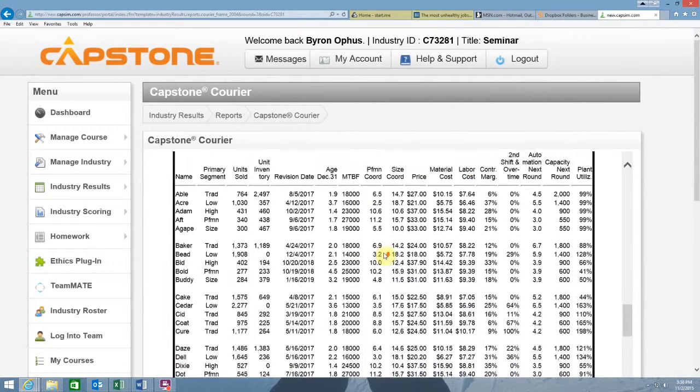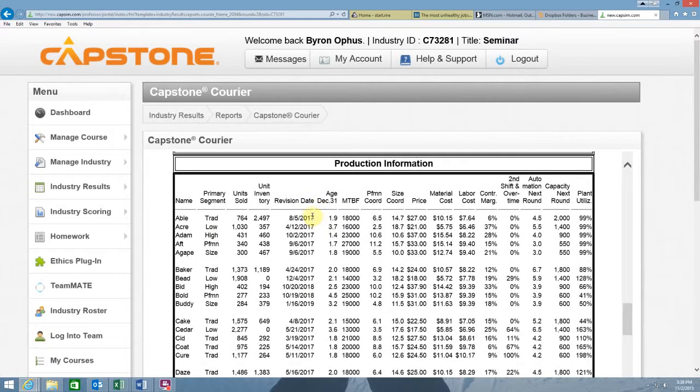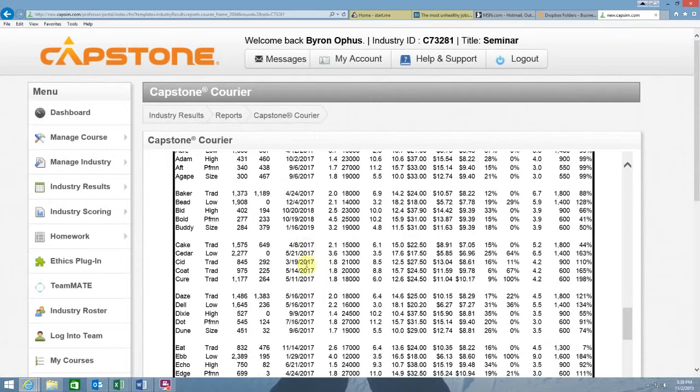Well, what happened? Let's come down and look at their products. Ooh, well, look at those dates. We were all in 17. Your guys' revision dates were all in 17. So Baldwin spent a lot of money to push out some products into future years. I'll tell you now, and Baldwin's probably figured this out, that's not money well spent.